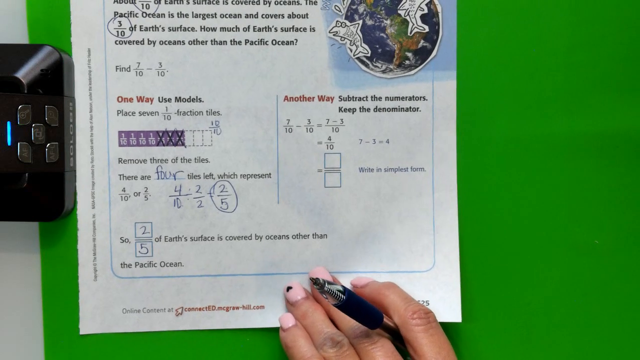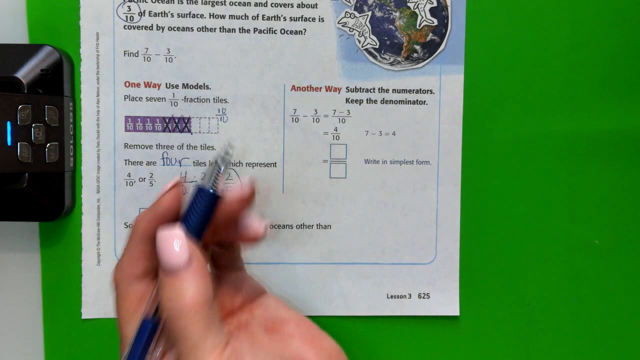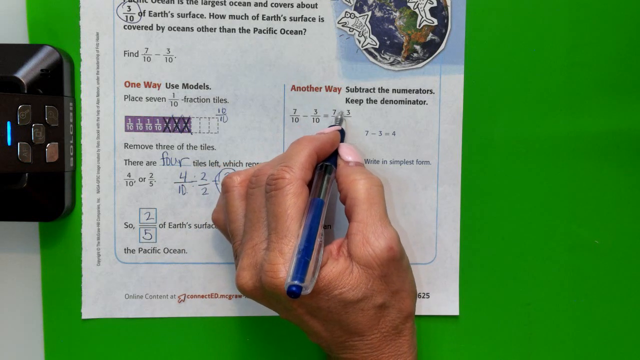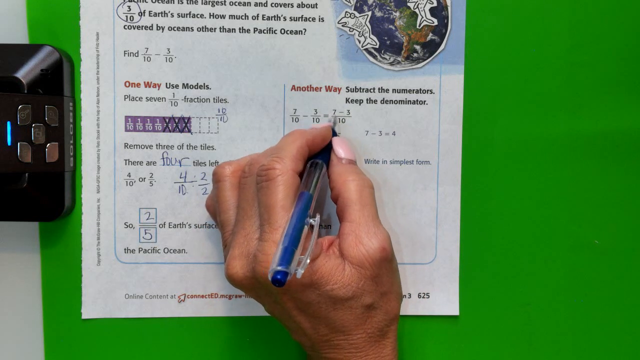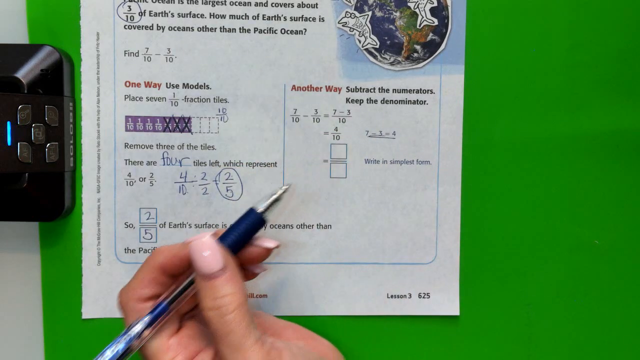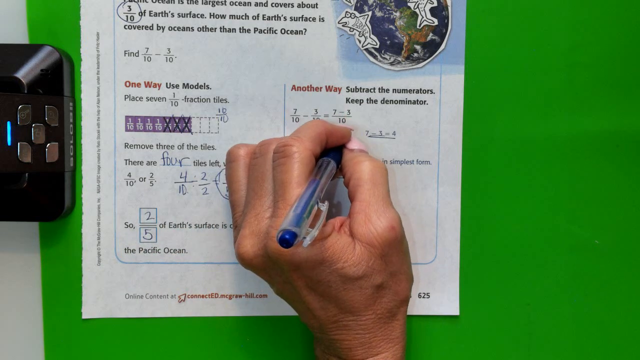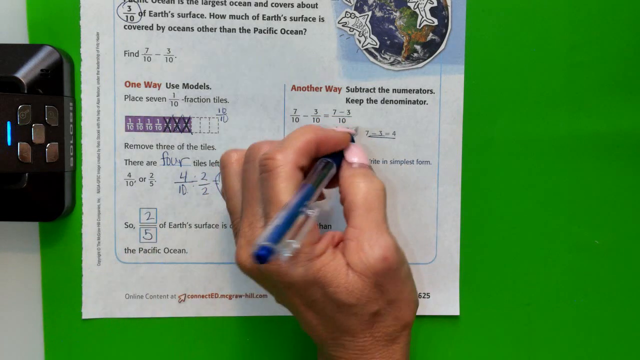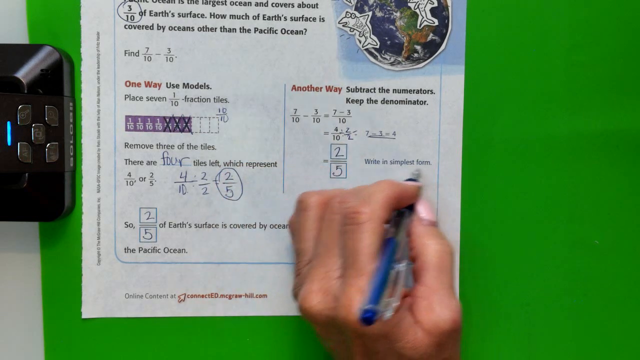So, our other way is to subtract the numerators and keep the denominator. So, we had 7/10 minus 3/10, and they rewrote it to show 7 minus 3 over 10, because we keep the denominator, and they solved that for us. 7 minus 3 is 4, and so they wrote it here. This is where you can see their work. And again, just like before, 4/10 has to be divided by 2 over 2 to get our simplest form. 4 divided by 2 is 2. 10 divided by 2 is 5. Simplest form.